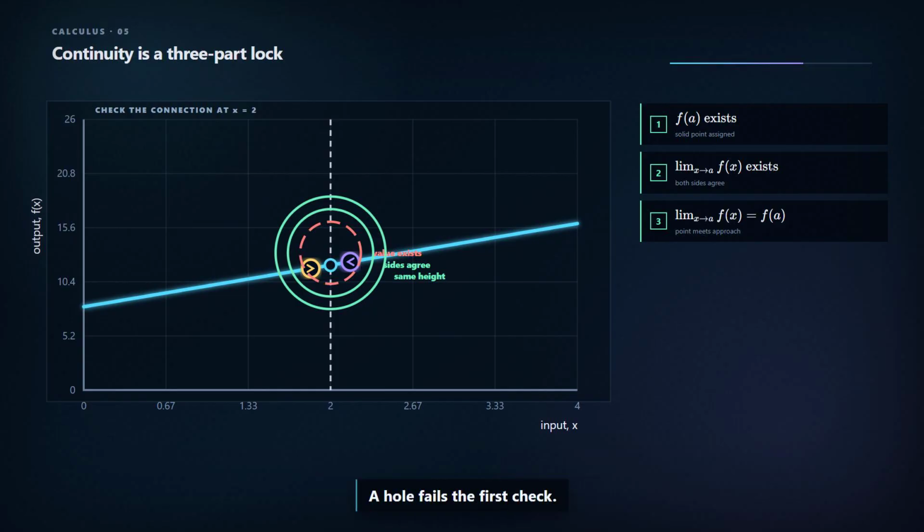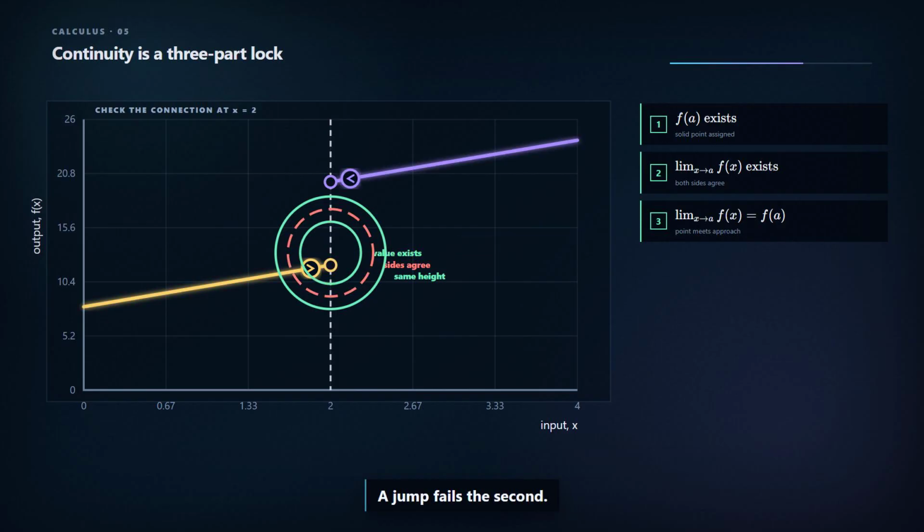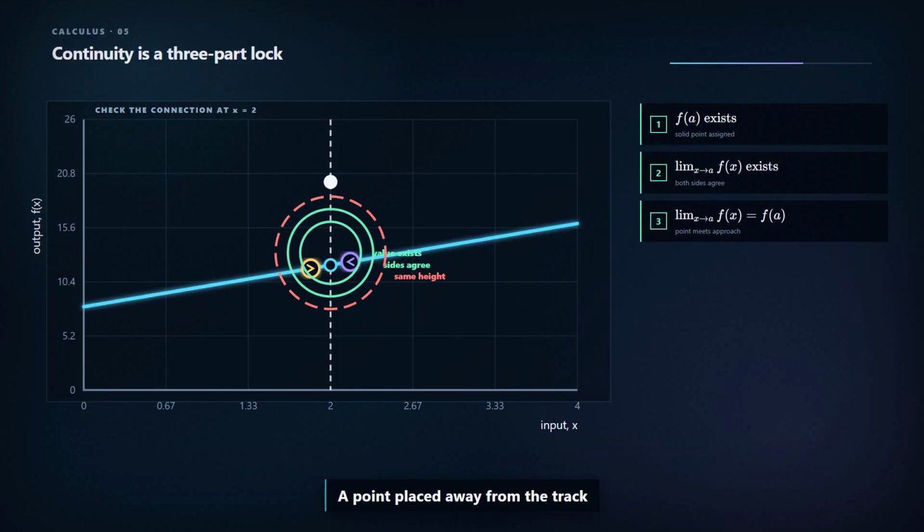A hole fails the first check. A jump fails the second. A point placed away from the track fails the third. When all three succeed, a scanner can cross the target without breaking the trace.